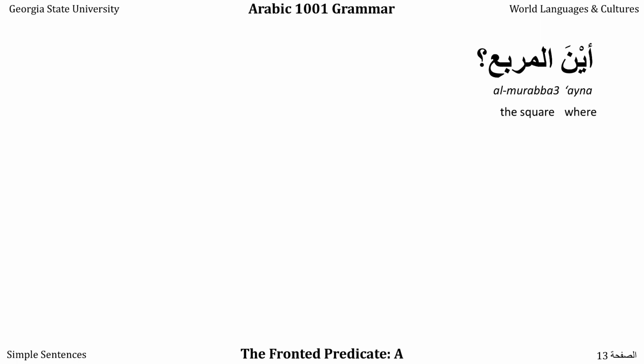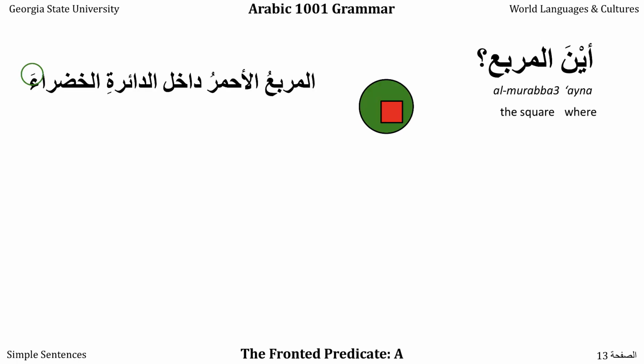We can ask the same silly question again, only this time we're going to talk about the colors of the objects. Al-murabbu al-ahmaru dakhil ad-da'iratil khadra'a. So the red square is inside the green circle. Both the first two words are in the marfu' case because there's no reason for them not to be. They get marked with single dhammas because they're definite. The noun ad-da'ira immediately follows a preposition, so it's in the majrur case, and it's also definite, so it gets marked with a single kasra.